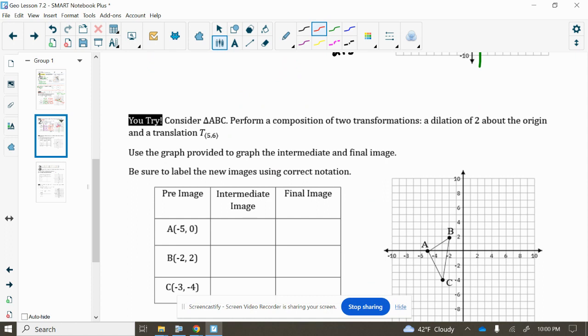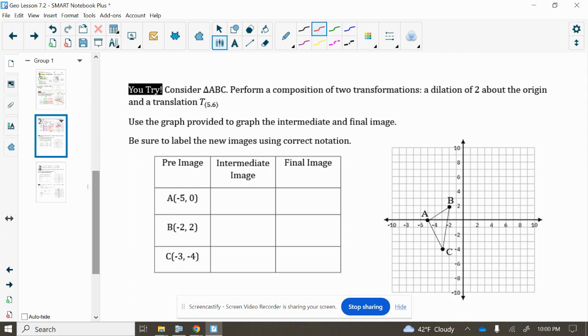Our next example wants you then to come up with a dilation around the origin. So find A prime, B prime, and C prime. And then finally, you will also find and graph your double primes. You will then translate them T5, 6.